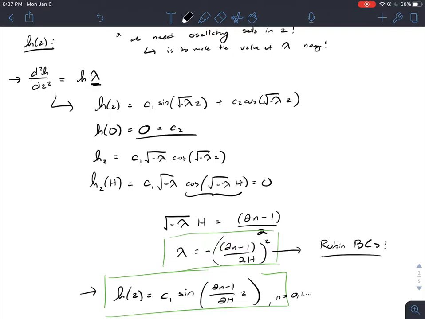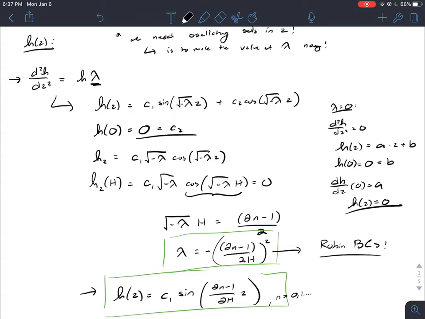And the quick reasoning for this is, let's quickly check what lambda can be equal to. Can lambda be equal to 0? Let's do that quick check right here. d squared h over dz squared is equal to 0. The solution for this is going to be equal to some constant times z plus another constant. h of 0 is equal to 0, that's equal to b. dh/dz of 0 is equal to a. So therefore, h of z is equal to 0, and that's the trivial solution. So therefore, h cannot be equal to 0.